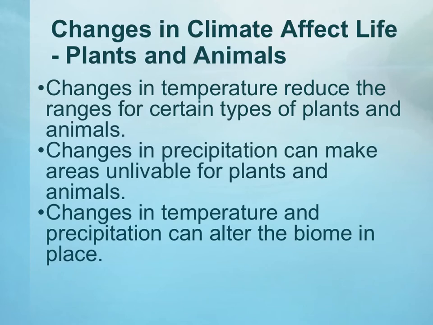And then changes in temperature and precipitation ultimately can change the biome that's actually located in that area. So we're already starting to see certain areas that used to be temperate dry forests turning into tropical deserts because of a reduction in precipitation and an increase in temperature.